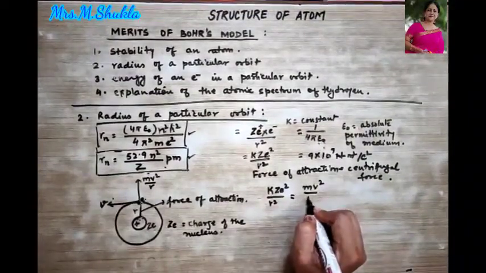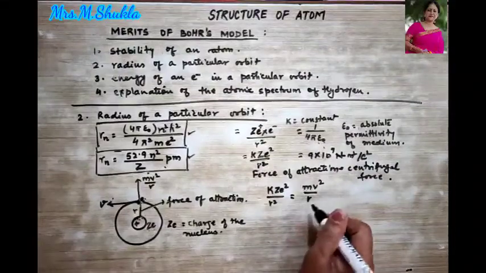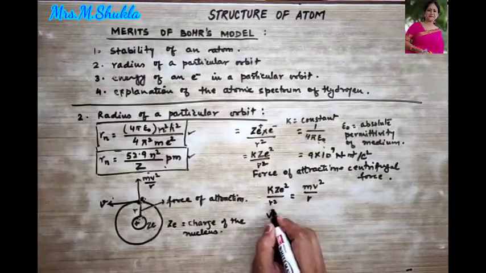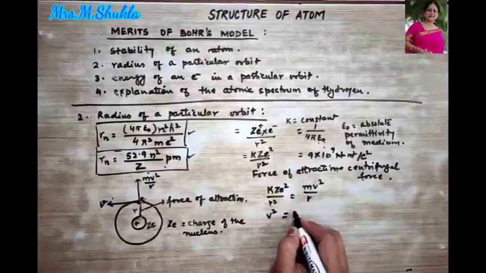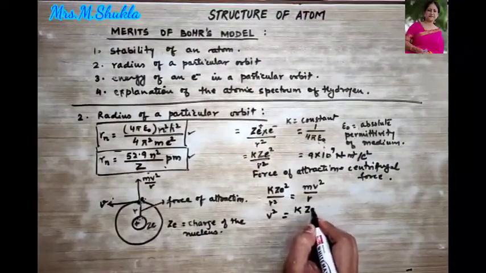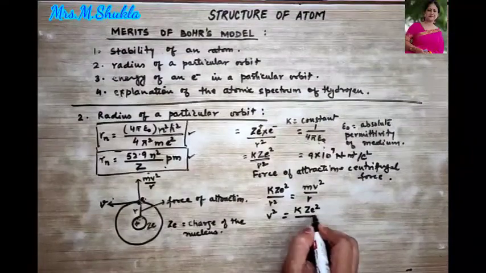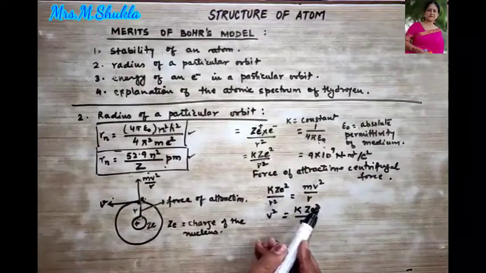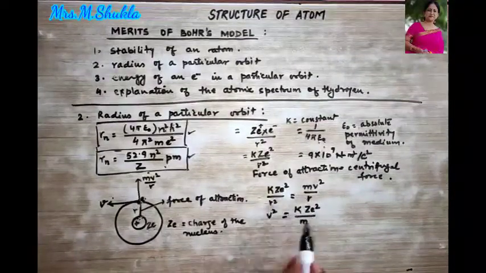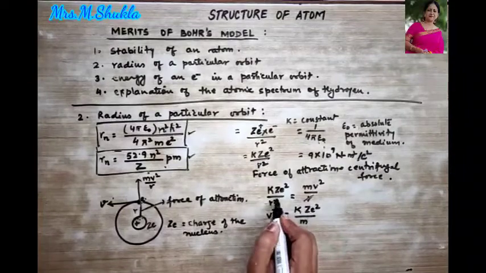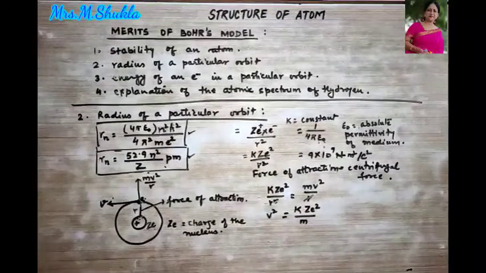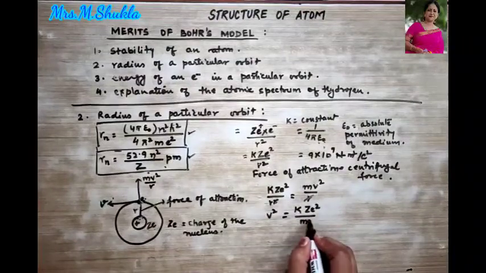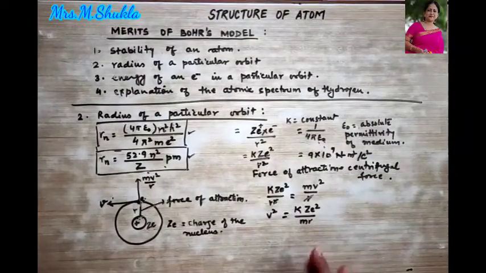mv square upon r, right? So now let us find out what is the velocity square. So velocity square will be equal to kZe square upon m. Did you get that? kZe square upon m, and this r will be cancelled with this r. So this will be cancelled with this, so m r will be written over here.